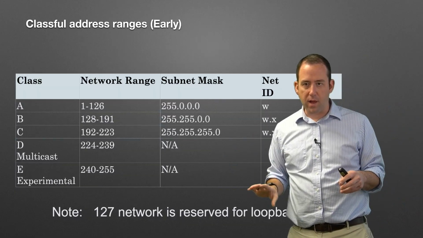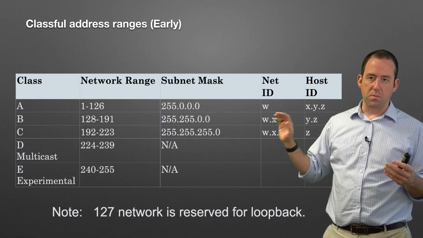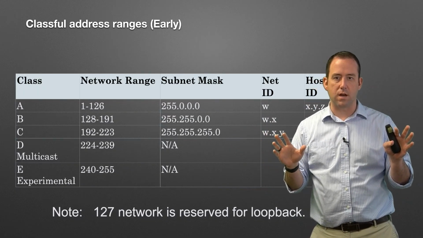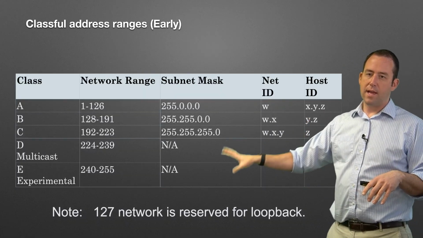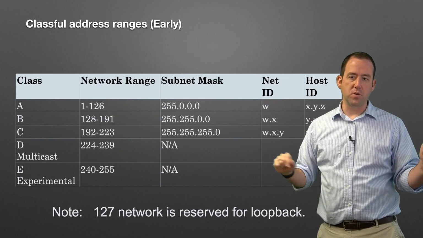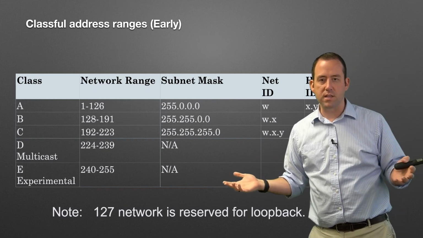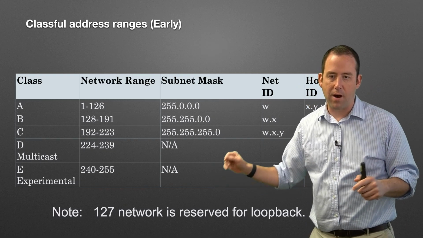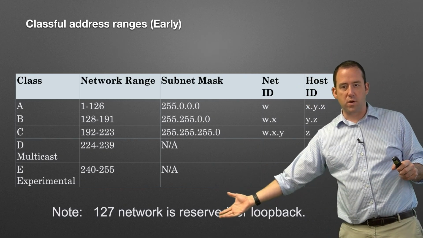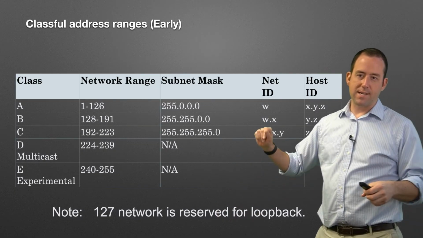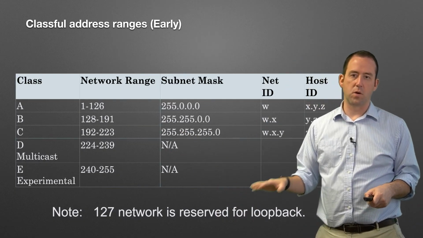And then there were a couple other ranges that were reserved for other things. Multicast is a technology that we'll talk about some other time. And experimental, reserved for future use. Maybe someday we'll use this for something, but we're not going to worry about it now. And then finally, 127. That entire block was reserved for loopback.